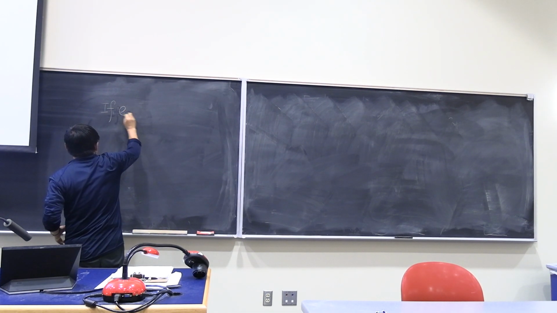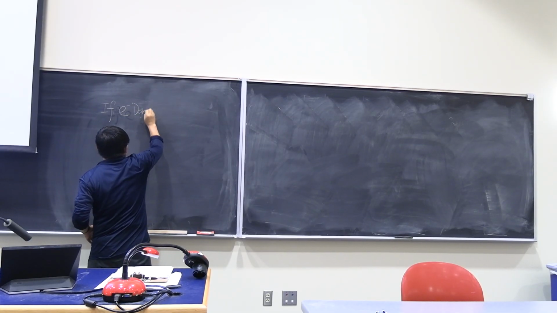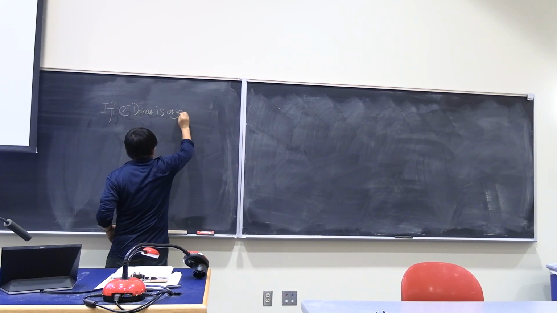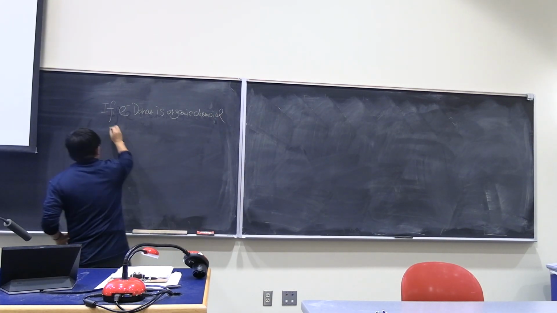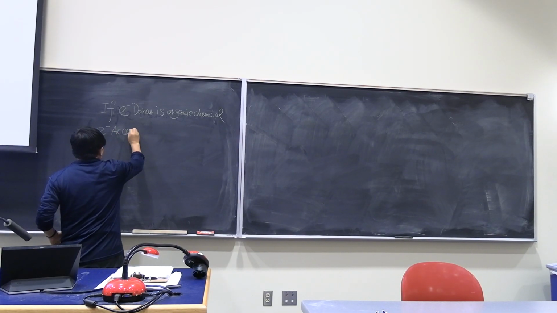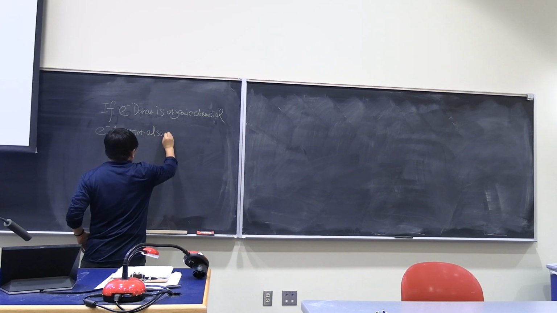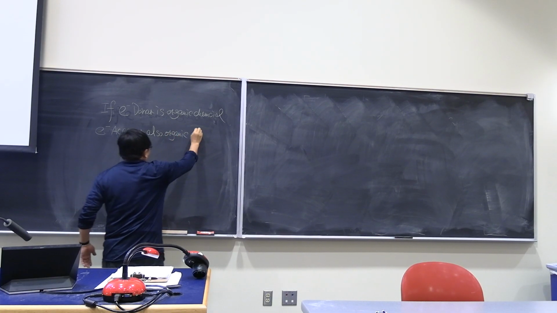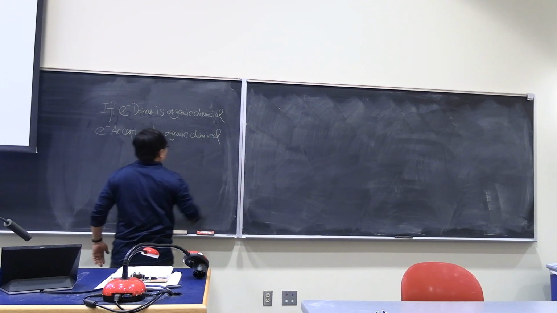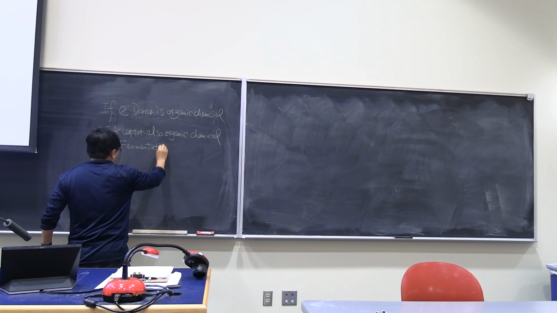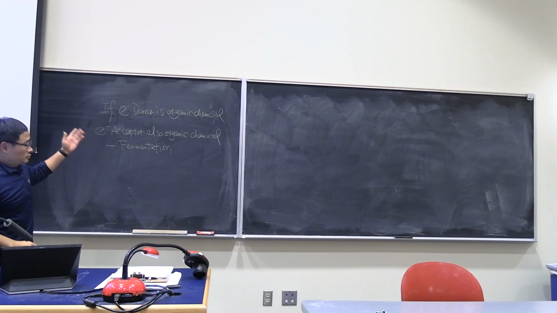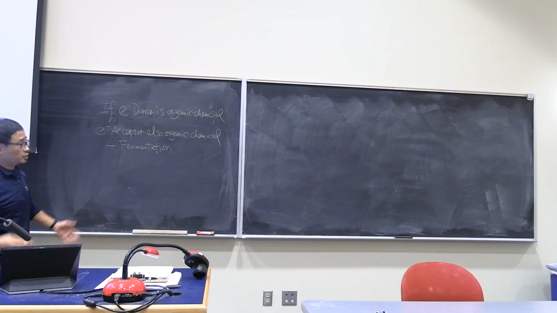which means if the electron donor is an organic chemical, and the electron acceptor is also an organic chemical, this is called fermentation. Using electrons to represent the energy transfer. So if the electron donor is an organic chemical, and the electron acceptor is also an organic chemical, this is called fermentation.